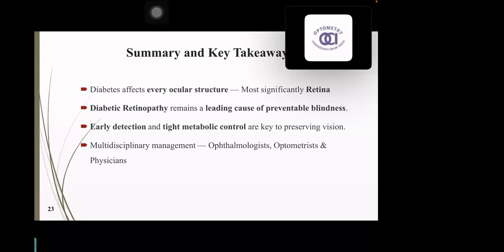Early detection through regular screening is the best way to prevent visual loss. Strict control of blood sugar level, blood pressure, and lipids is equally important as ocular treatment. Anti-VEGF therapy, laser photocoagulation, and vitrectomy have revolutionized management and improved outcomes dramatically. Finally, patient education and interdisciplinary care are the cornerstone of long-term success. If we remember just one message from this session, it should be: diabetic eye disease is largely preventable, but only if detected and treated at earlier stages.